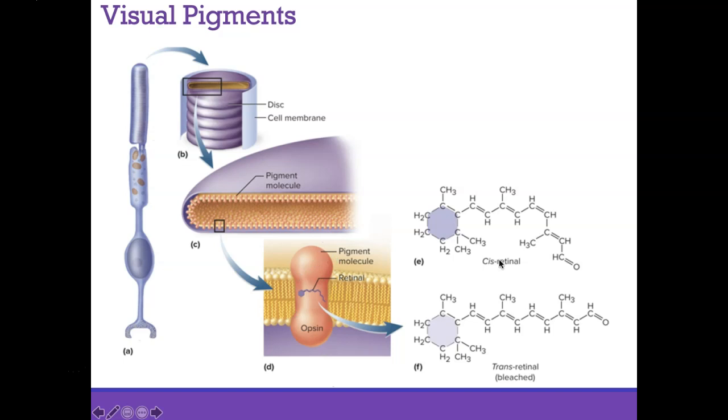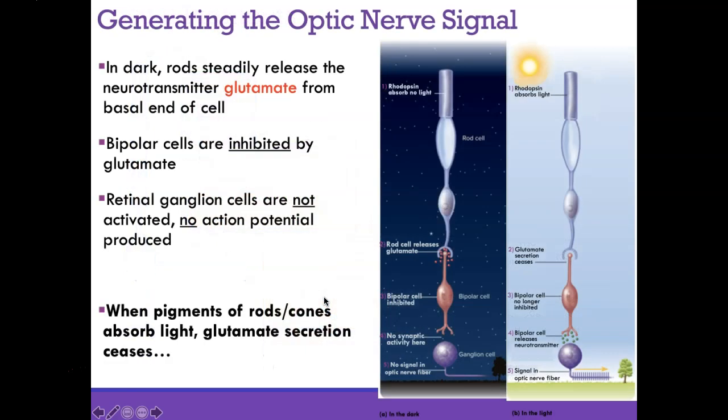And in response to light, retinal can change its shape. So it goes from this kind of branched shape over here to this shape. It's the transretinal shape. So in response to light, there is a chemical reaction, and the opsin is now going to activate some enzymes. So let's talk about how this whole thing leads to vision. Let's talk about what happens in the absence of light. That's the best way to think about it.